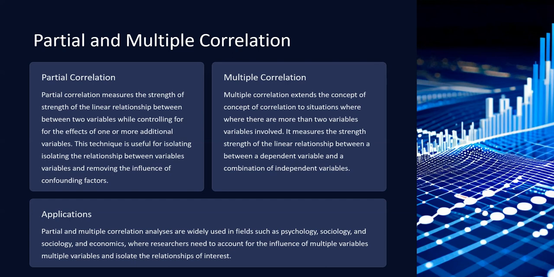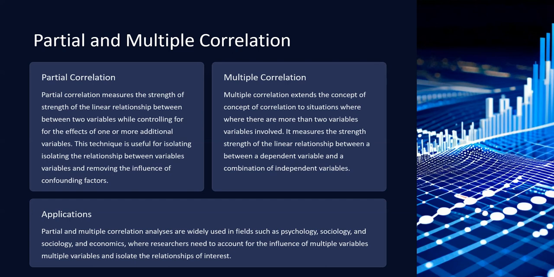Partial correlation measures the strength of the linear correlation between the controlling factor and one or more additional variables. But in multiple correlation, the concept is a situation where more than two variables are involved, and it measures the strength of the linear relationship between the dependent variable and a combination of the independent variables. When I give you the demonstration, I will give you more detail and the application.